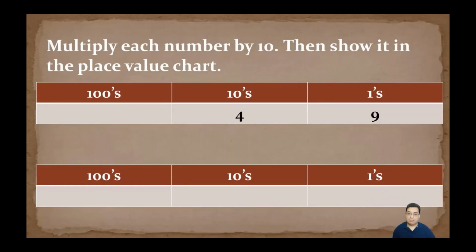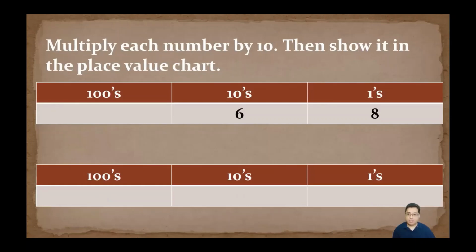Okay, so I've got 49 here. And let's do the same thing here. We're going to multiply each number by 10, then show it in the place value chart below 49. So what goes in the hundreds place? That's right, 4. What about in the tens place? 9. And in the ones, right, we don't have anything, we have a 0. So we have 490. We've got 4 hundreds, we got 90, and we got 0.